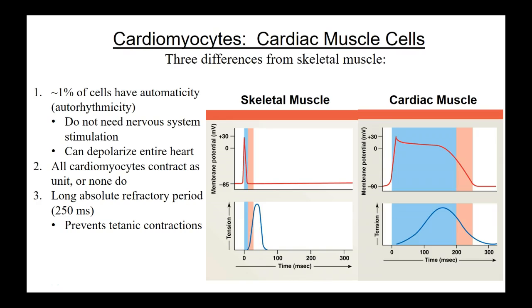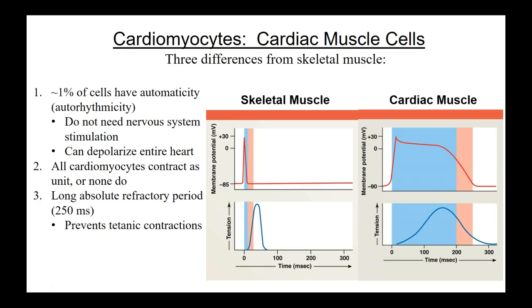And so here, unlike skeletal muscle, cardiac muscle tissue's connected. So here, the cytoplasms of neighboring cells are connected, so if one gets the signal to contract, its neighbors are also getting that same signal. So they contract kind of as a unit. Right? All right. So all contract as a unit or none do. Long absolute refractory period. One of the major differences between skeletal muscle and cardiac muscle.